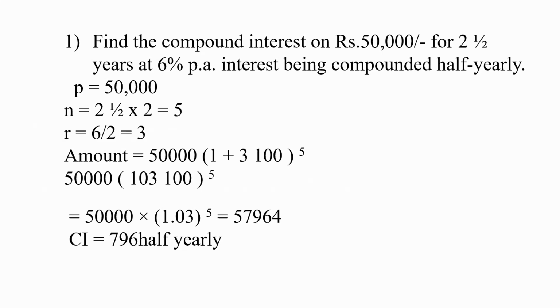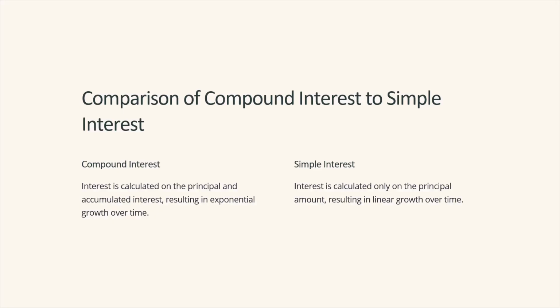57,964. That means 50,000 is the principal amount that we already invested, and the balance amount after 50,000, that is 7,964, is the interest received, or the compound interest received.